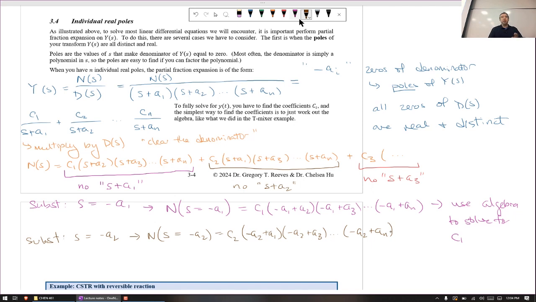We could go on about this for days, but the pattern there is the same, right? So for every term, you figure out which s plus a is not in that term, and then when you substitute that negative a in there, that's the only term that remains left over, right? So that's the way in which you would solve for these coefficients, and that's how you deal with the partial fraction expansion when you have individual real poles.